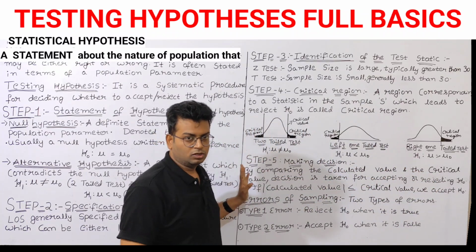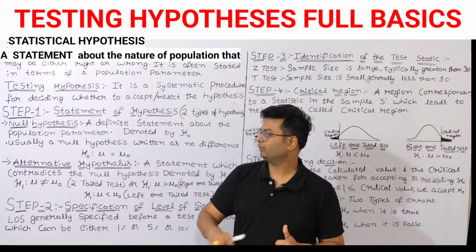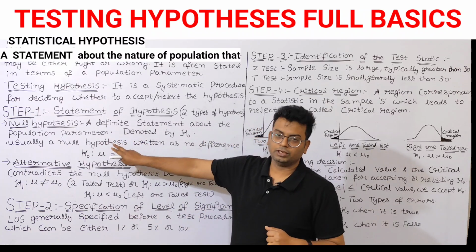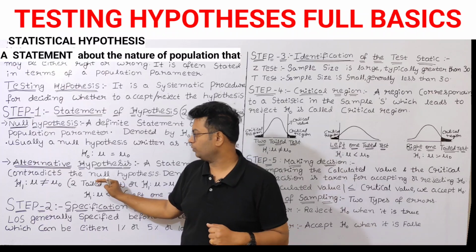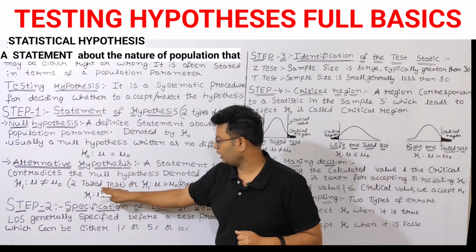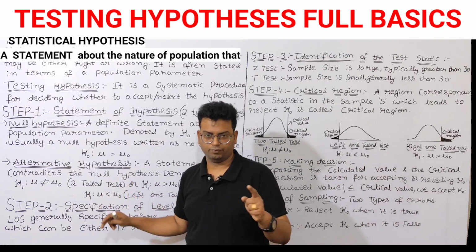Clear? So simply, step 1, we have to write the statement. It consists of a null hypothesis statement and an alternate hypothesis statement. In the null hypothesis statement, we write it as it is from the question, and the alternate hypothesis contradicts the null hypothesis. There are three options: two-tailed, right one-tailed, and left one-tailed. Among the three, we will take one.